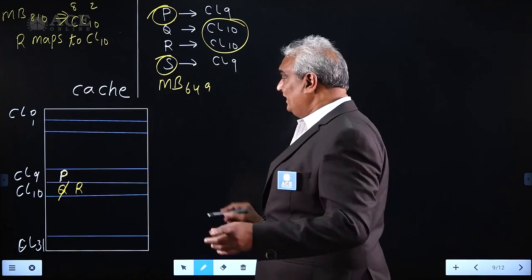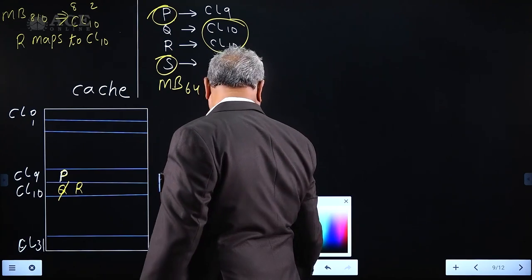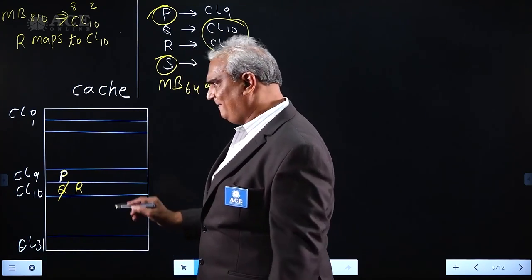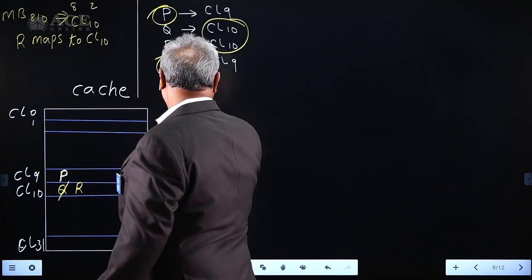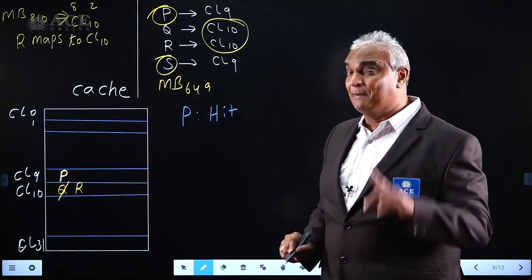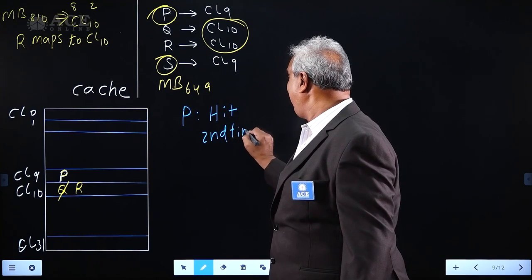Okay. Now, it is the first time. What about the second time? Again P. Means P maps to the same line. Now, for P, from the second time onwards it is a hit. First time it is a compulsory miss. Second time onwards it is a hit.